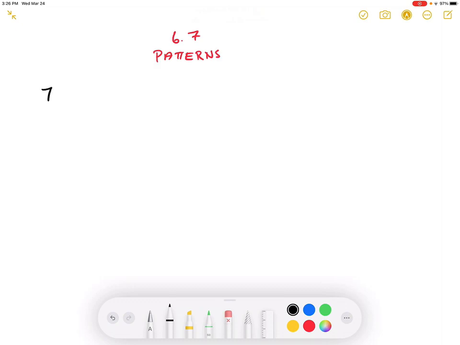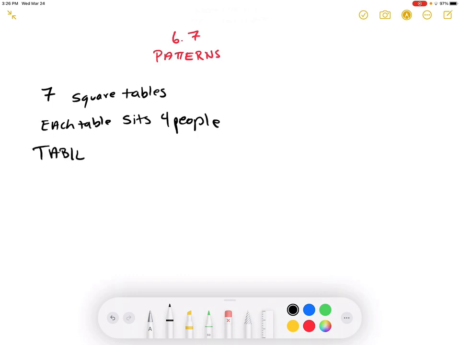There are 7 square tables. And each of the tables sits 4 people. Okay. How many people can be seated at the tables if the tables are lined up end to end? So tables are lined up end to end. How many people can sit on it?